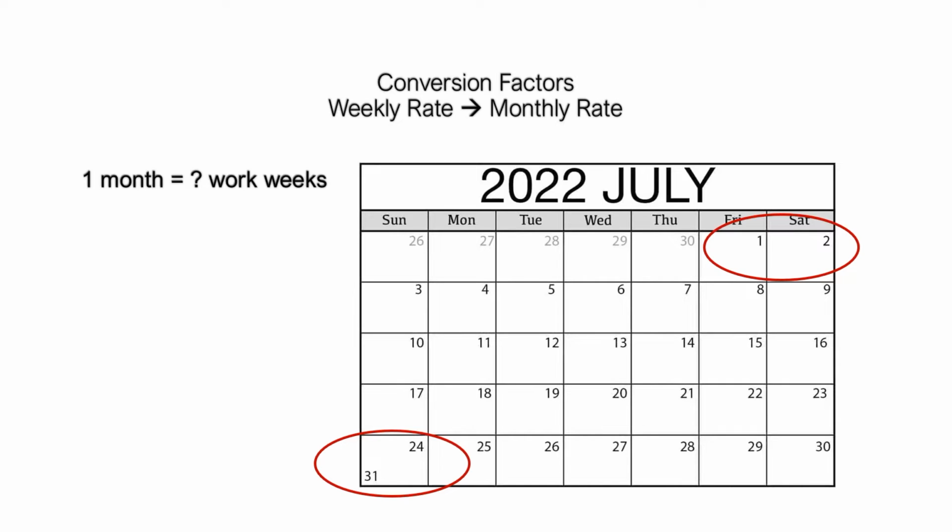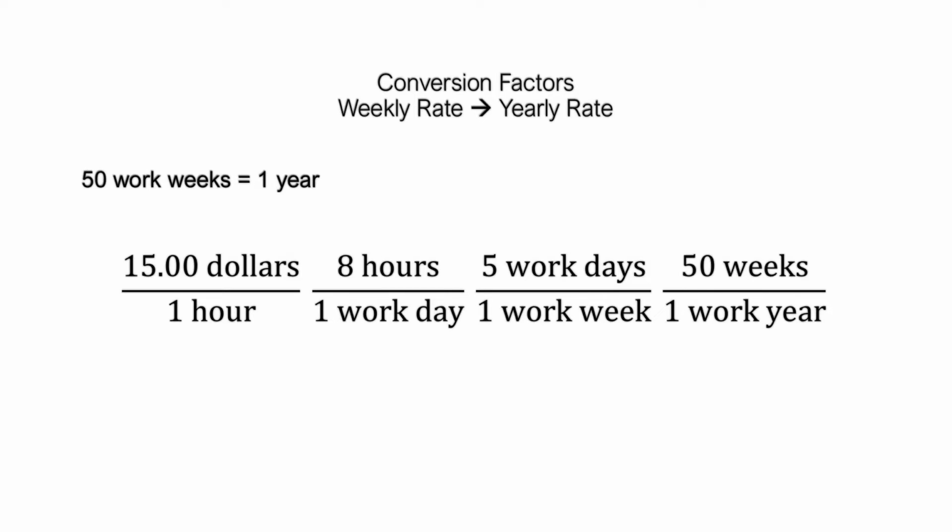It will be better to rearrange our map to go from weekly rate to yearly rate and then to a monthly rate. Our new map looks like $15 over 1 hour, 8 hours over 1 work day, 5 work days over 1 work week, 50 weeks over 1 year. You might be saying, hey, deconstructor, hold on, you made a mistake. There's 52 weeks in a year. You would be right, and you would be wrong. There's 52 weeks in a year, but your employer gives you 2 weeks vacation every year. That means we have 50 work weeks in 1 work year.